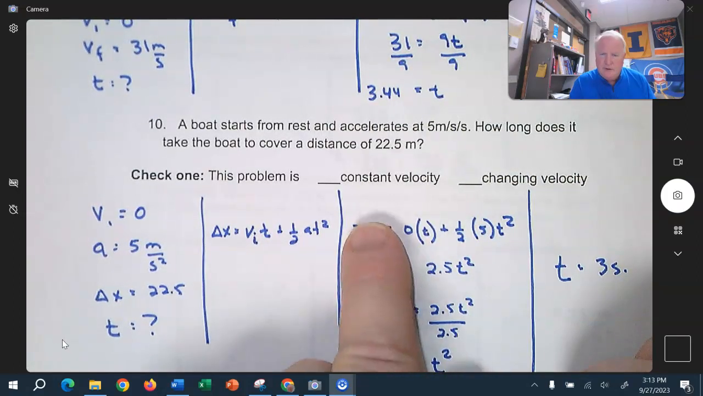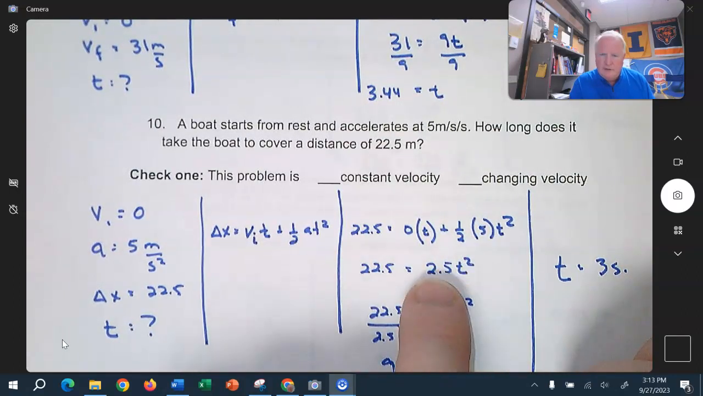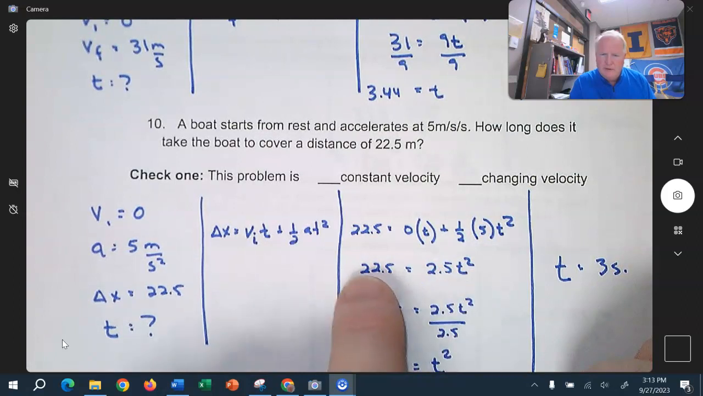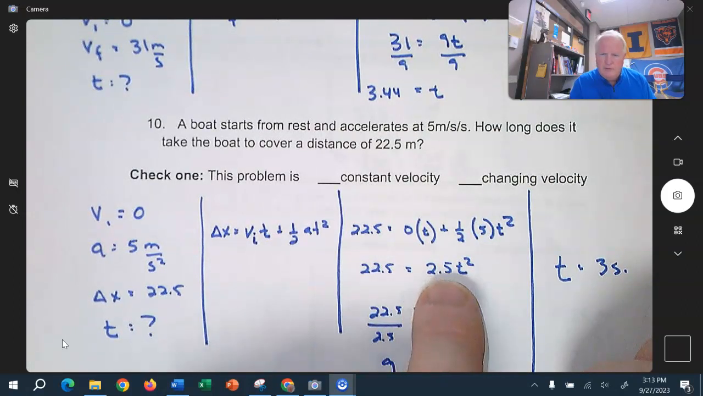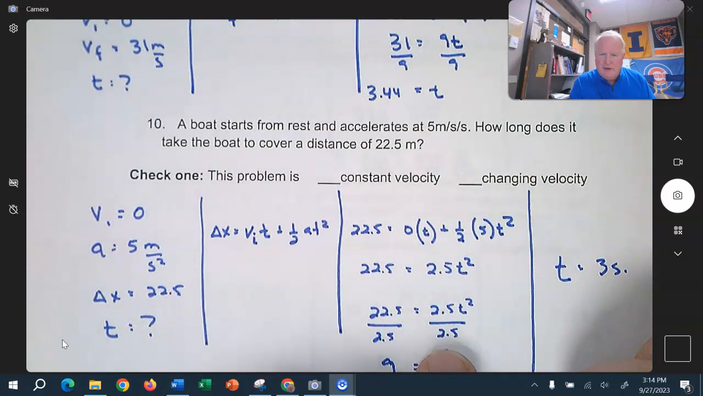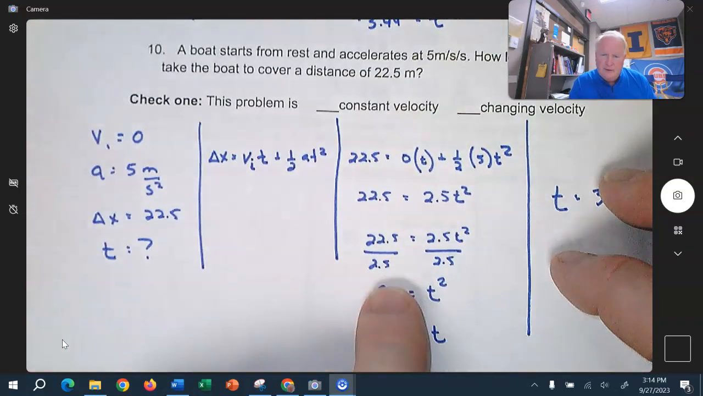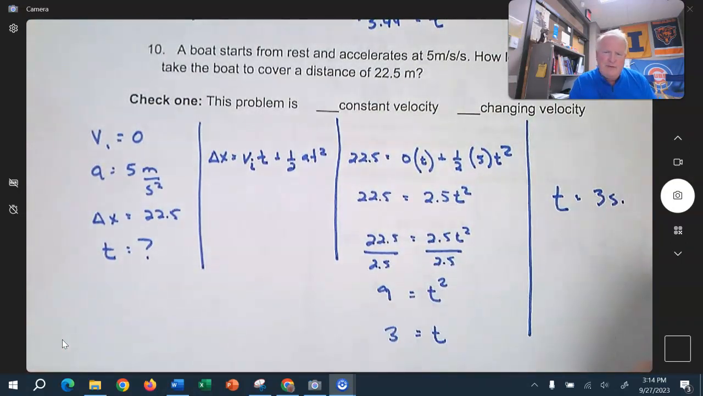And so I rewrote it right there. And I took 1/2 of 5 is 2.5. So 22.5 equals 2.5 times t squared. Got to remember that, t squared. So how do we get t by itself? I must divide by 2.5. If I get rid of that 2.5, I must divide by 2.5 here, right? And then I get 9 on this side, and I just get t squared by itself.